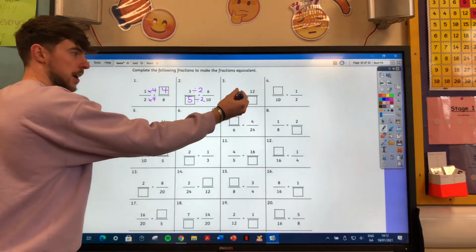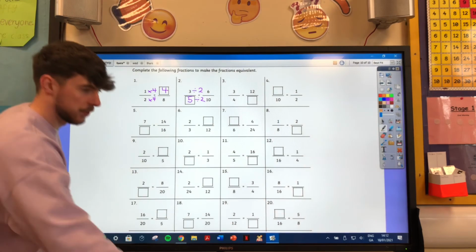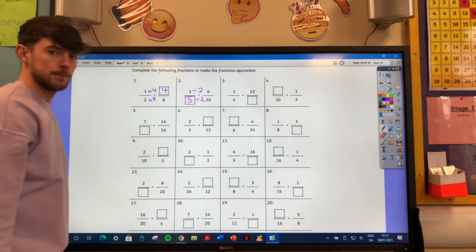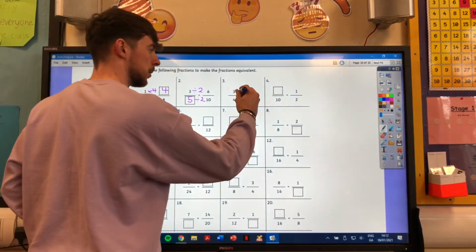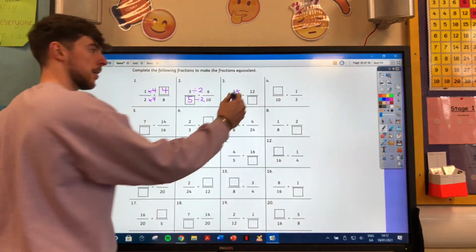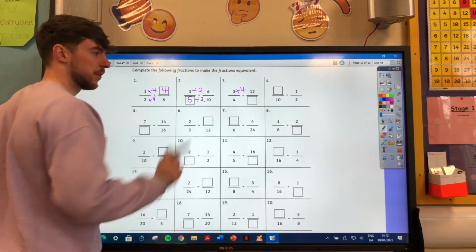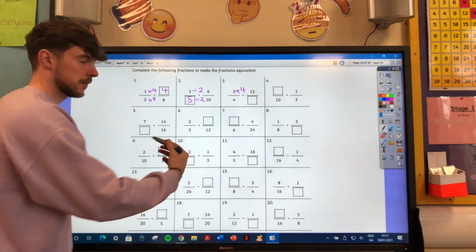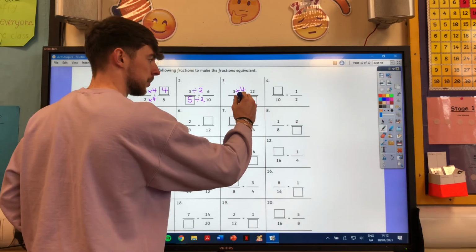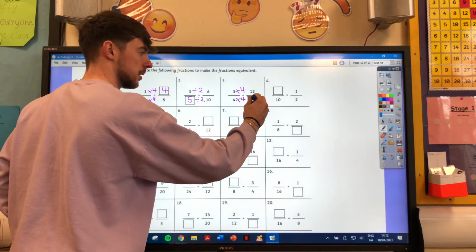So how do we get from 3 to 12? We're going from 3 up to 12. We multiply. And how do we get from 3 to 12? Multiplying by 4. Alright? So if we multiply by 4 on the top, what do we have to do in the bottom? Multiply by 4. So 4 by 4 is equal to 16.